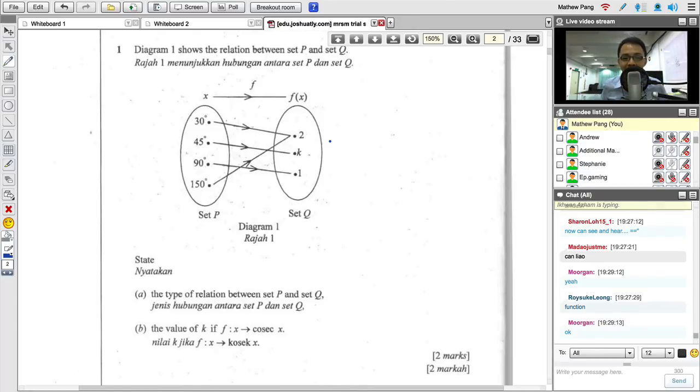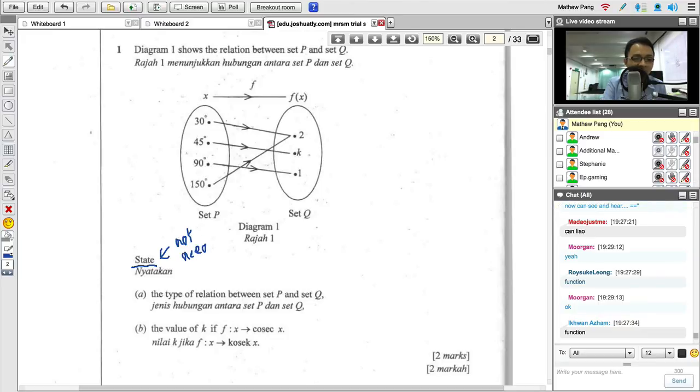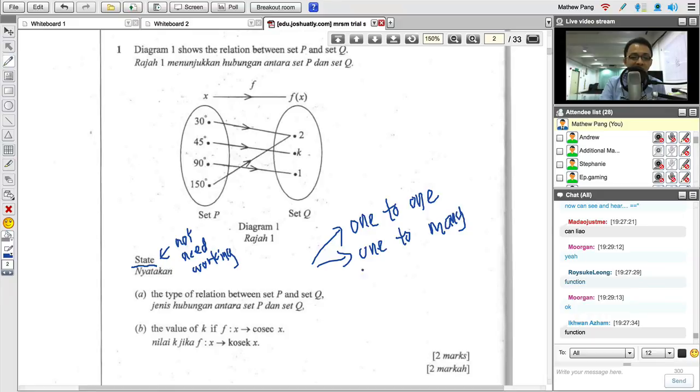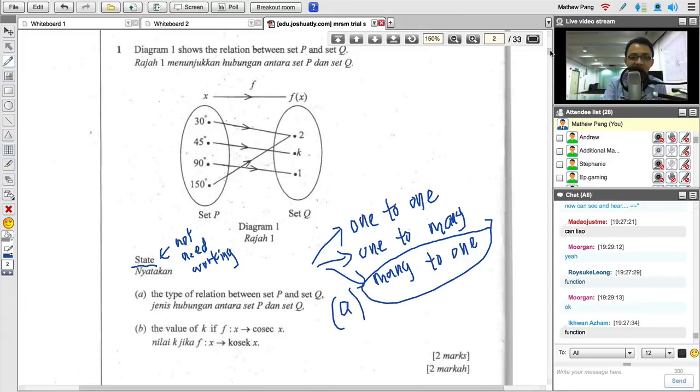All right, so let's start. The first question is on functions. This is just a two mark question, so it's very simple. This is x, this is fx, right? First, he asks you to state. When you see the word state, it means you need no working, you can straight away write the answer. For the type of relation, you can have one-to-one, one-to-many, or many-to-one. Of course you still have many-to-many, but these three are the most famous. In this case, you see 2-to-1, isn't it? If 2-to-1, this one is many-to-1. This is the answer for A. Simple.